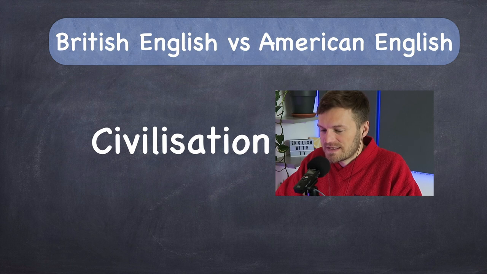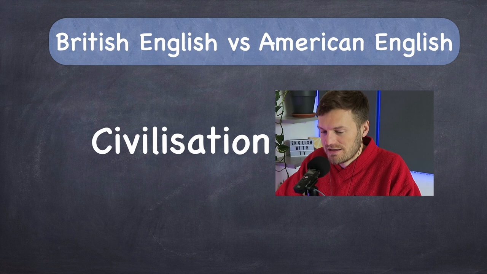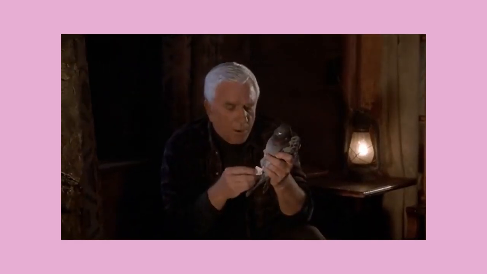The next word is spelled C-I-V-I-L-I-S-A-T-I-O-N. And in American English, it would be actually spelled with a Z instead of an S. So it would be C-I-V-I-L-I-Z-A-T-I-O-N. Now, in British English, it would be pronounced civilization. Civilization, schmivilization. And again, I want to emphasize the I in the middle this time. Whereas in American English, it would be more like civilization. A phone and mild from civilization.